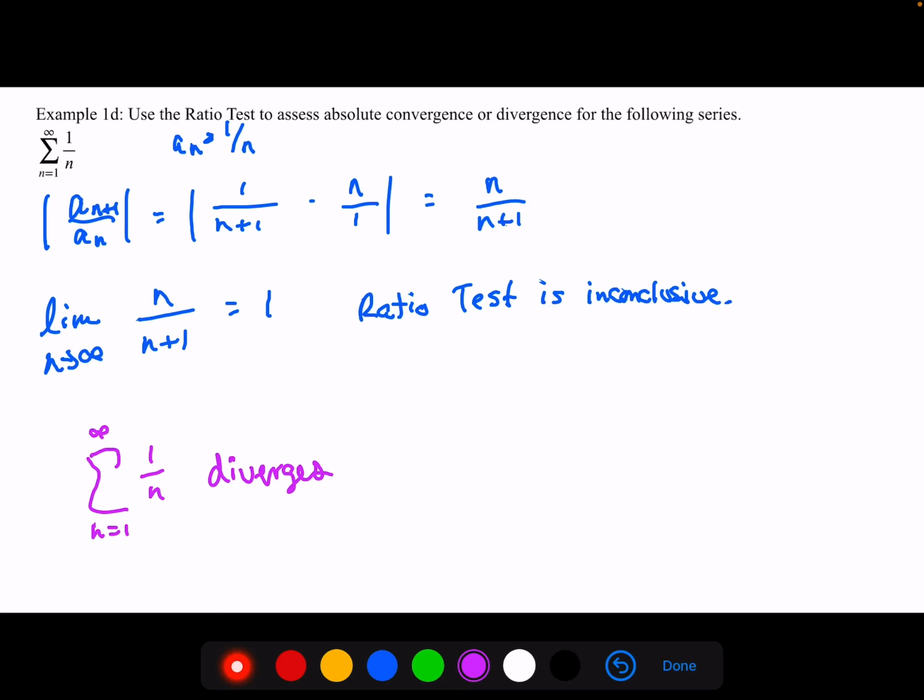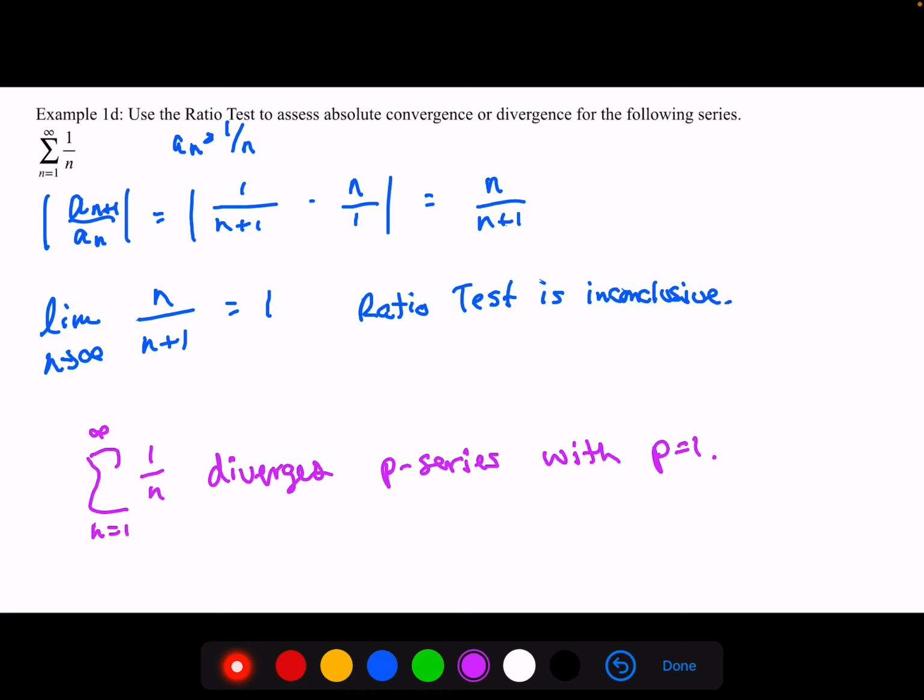because it is a p-series with p equal to 1. If you remember, that was our harmonic series, is what we called it. But even though it diverged here, the ratio test was not able to tell us that. We had to turn to another test.